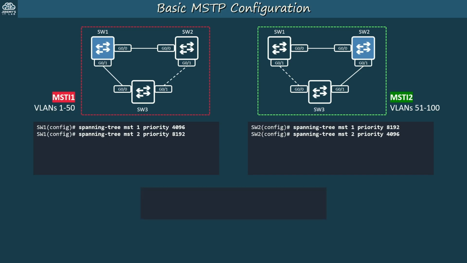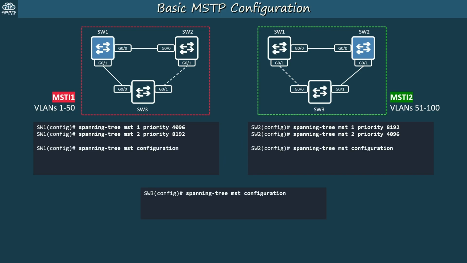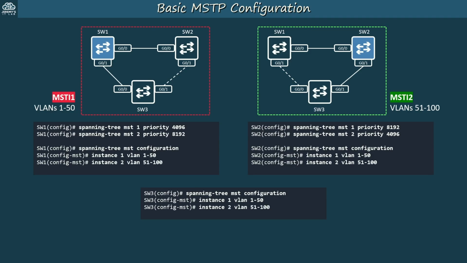We need to configure the same mappings on switch 3 as well, so let's do that. First, use spanning tree MST configuration to enter MST config mode. From here, use instance 1 VLAN 1 to 50 to assign VLANs 1 to 50 to instance 1, and then instance 2 VLAN 51 to 100 to assign the other half of the VLANs to instance 2. Note that the configurations made in MST config mode don't take effect until you exit MST config mode. So, use end or exit to leave MST config mode.